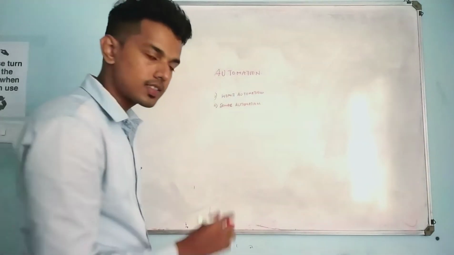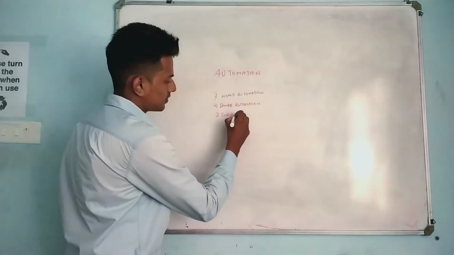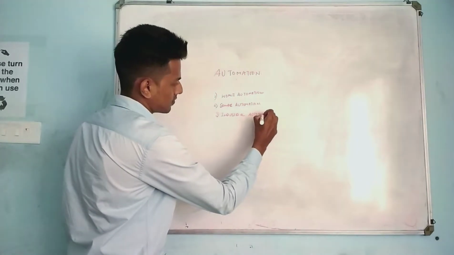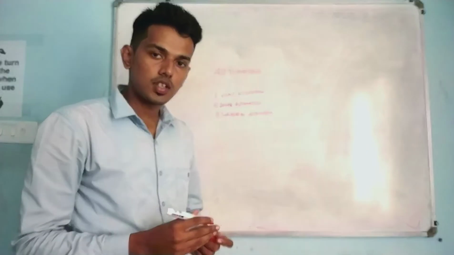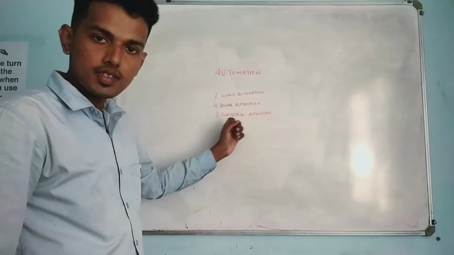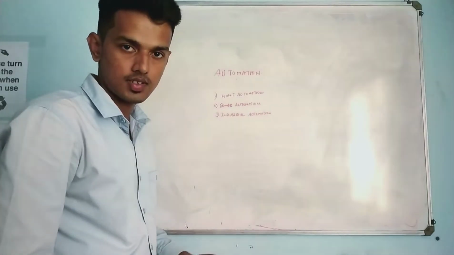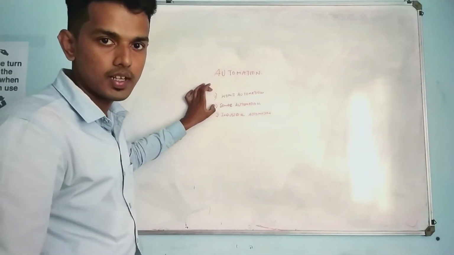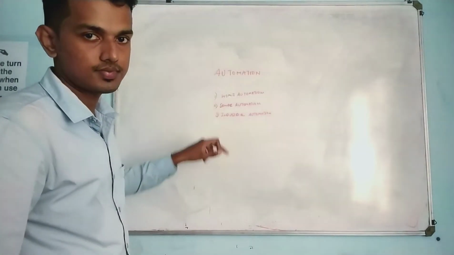And one of the oldest types of automation is industrial automation. In industrial automation, the automation which happens in industries or in companies or in factories is known as industrial automation, because these two automations are just now being developed, and this automation is one of the oldest.